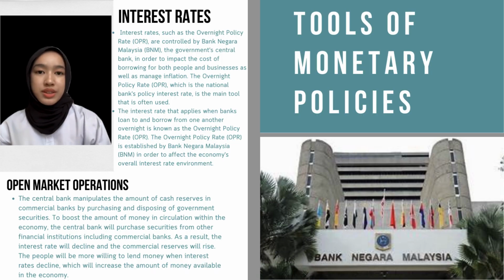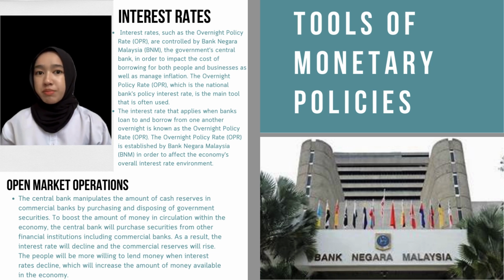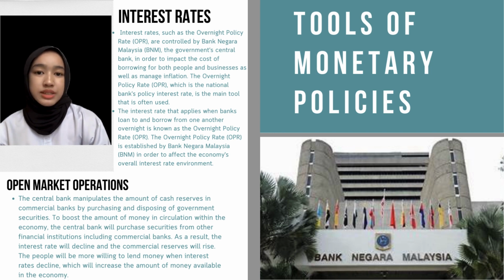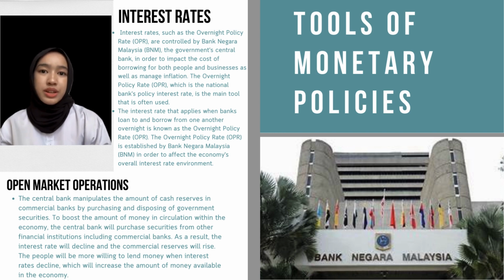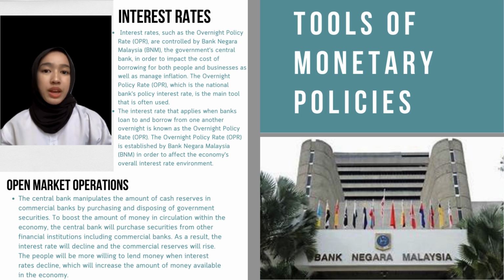Interest rates such as the overnight policy rate (OPR) are controlled by Bank Negara Malaysia (BNM), the government central bank, in order to impact the cost of borrowing for both people and businesses, as well as manage inflation. The overnight policy rate, which is the National Bank's policy interest rate, is the main tool that is often used. What is the overnight policy rate? The interest rate that applies when banks loan to and borrow from one another overnight is known as the overnight policy rate. The overnight policy rate is established by Bank Negara Malaysia in order to affect the economy's overall interest rate environment. On the other hand, Bank Negara Malaysia might decrease the overnight policy rate in order to encourage borrowing and investment, which will increase economic activity if the economy is weak.